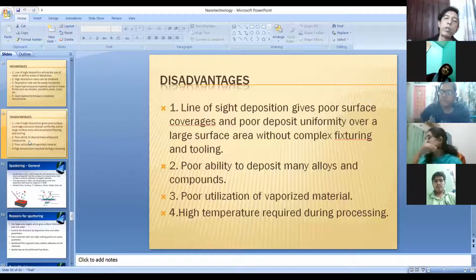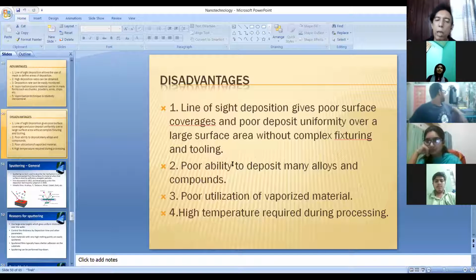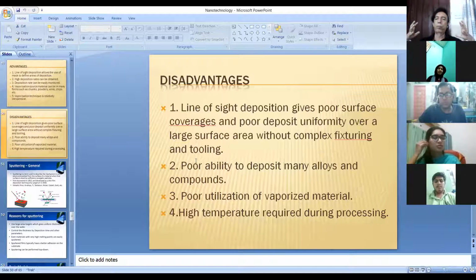Poor ability to deposit many alloys and compounds. If you want to deposit some compounds, because a large amount of heat is there, the compound will break down, the bond will break down. So you cannot deposit some alloys or compounds this way.